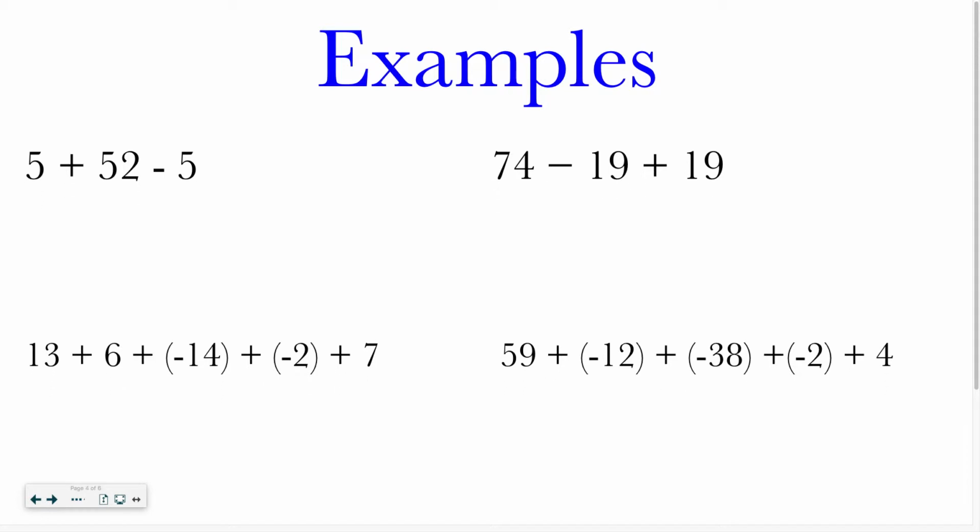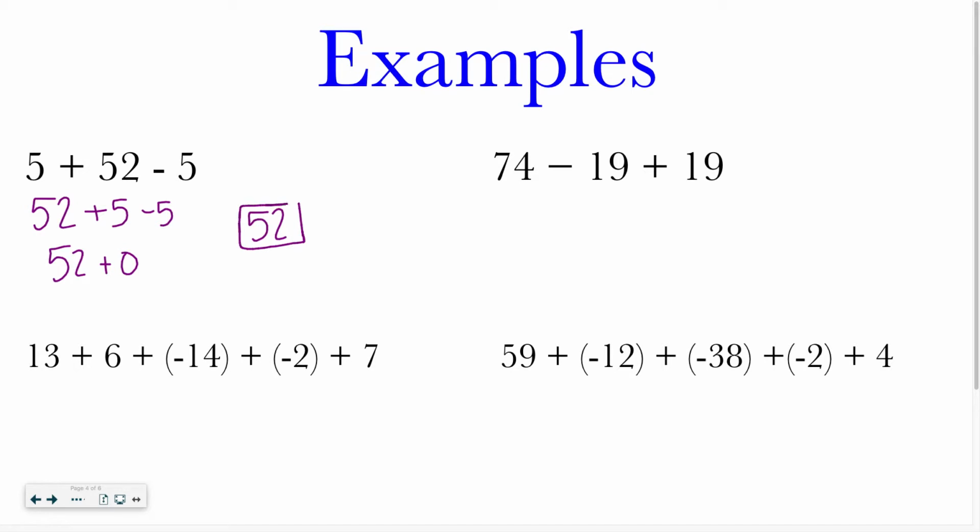All right, let's look at some more examples. This time we have more than just two numbers. If I look at this very first one, I have 5 plus 52 minus 5. So I'm going to start out by rewriting this. Remember we talked about the commutative property last chapter? So I'm going to say 52 plus 5 minus 5, because then I can see 5 minus 5 ends up being 0. So then I would have 52 plus 0, or just 52.